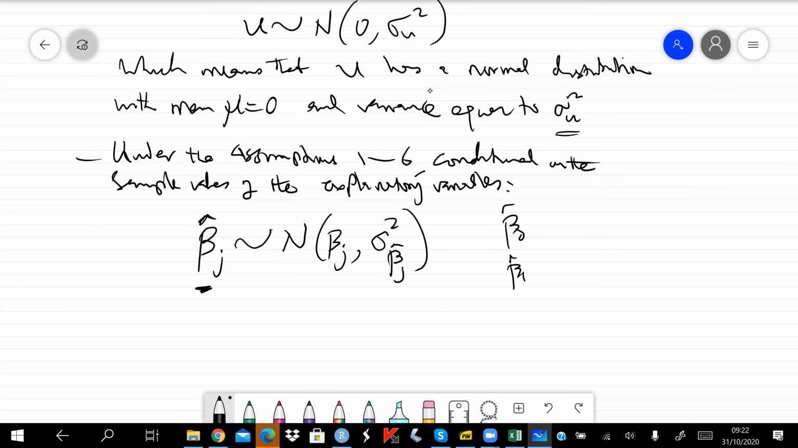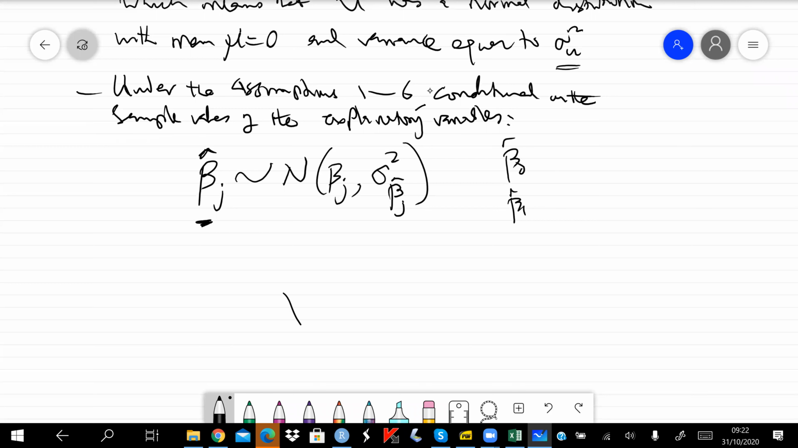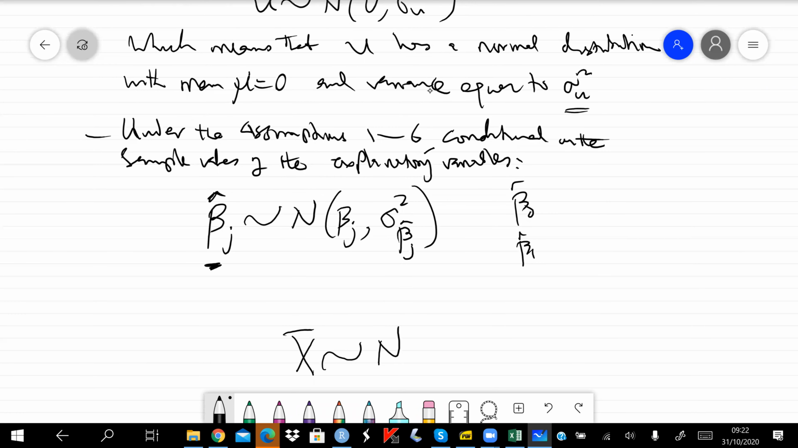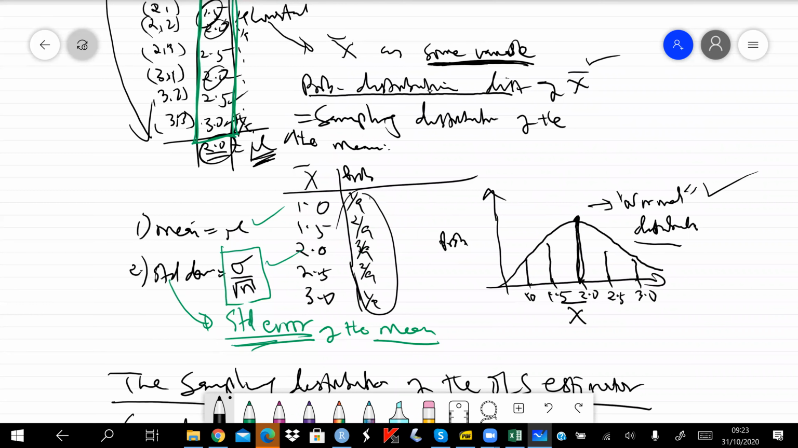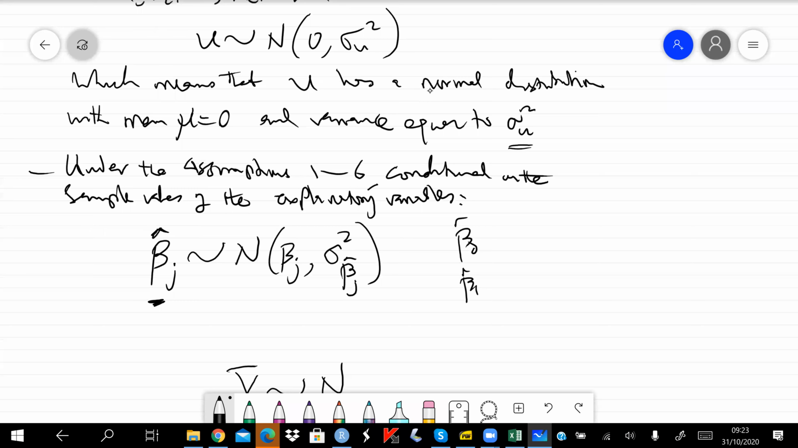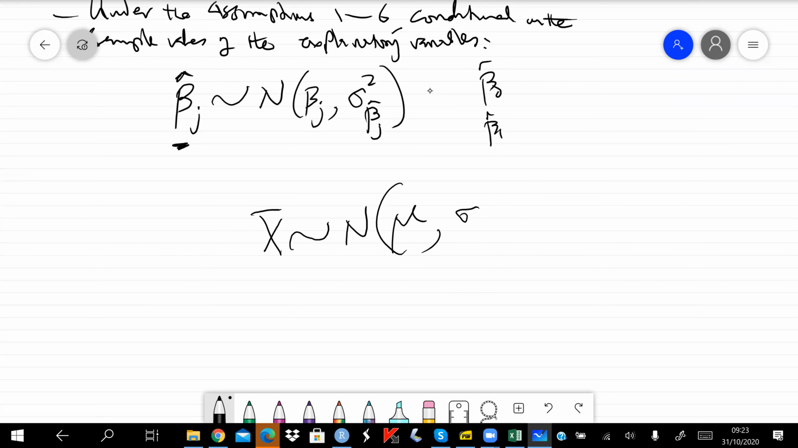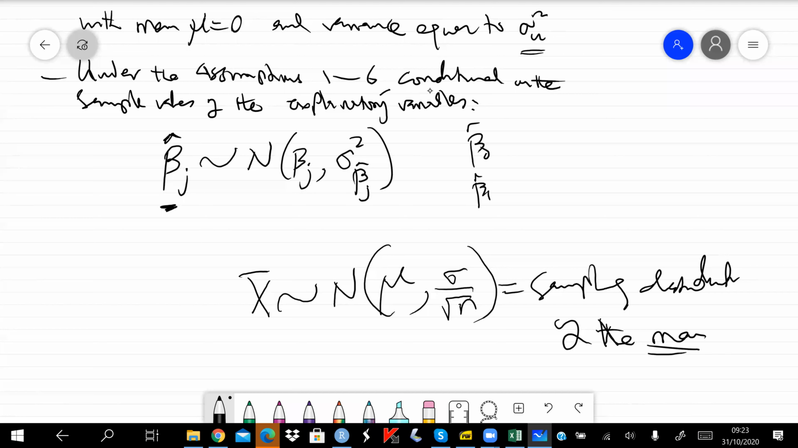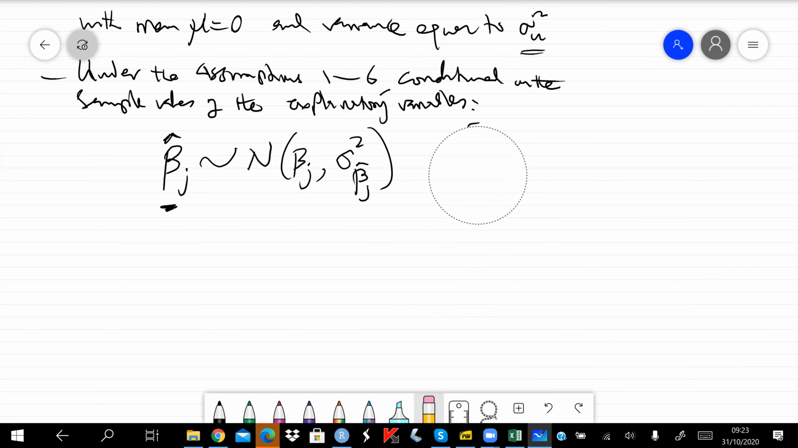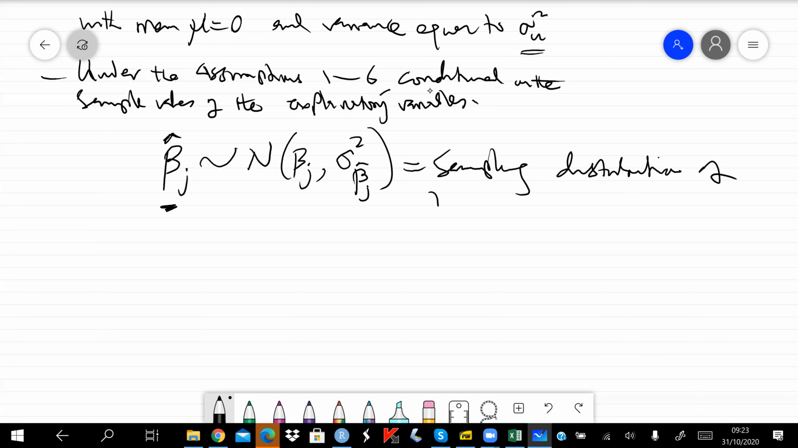So remember, in the context of what we've just explained about X bar, we say that X bar, don't write this, has a normal distribution. That's the explanation we are having up here. We can always show that the mean is equal to the mean of the population, with mean equal to mu, and standard deviation equal to sigma over root n. So that's what we said about X bar. This is the sampling distribution of the mean. On the other hand, what is up there is the sampling distribution of regression coefficients.